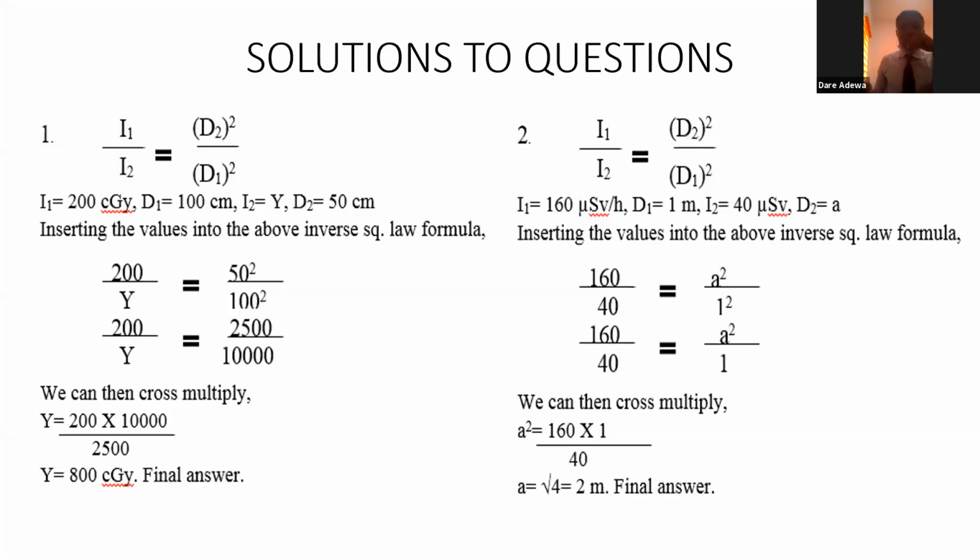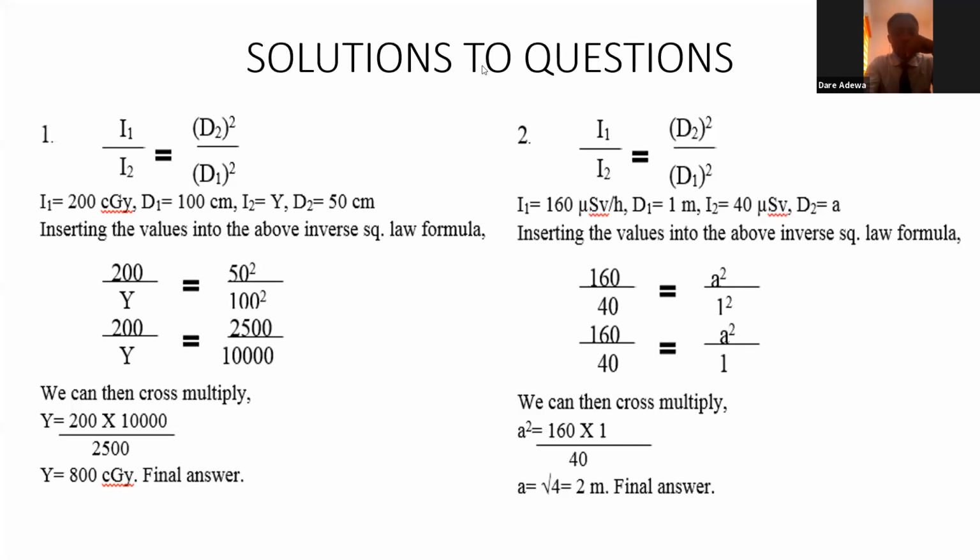Thank you. Now, the first one. You remember that it was a question on inverse square law, and this is the formula. That's the initial intensity over the final intensity, equals the final distance squared over the initial distance squared. And from the question, we can see that the I1 is 200 centigray and the D. So now you insert all these values into the above inverse square law formula. I think this is simple enough for us to grab on time.